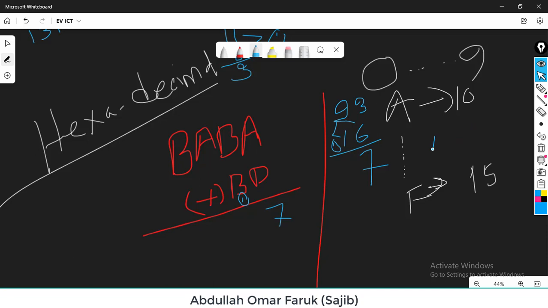B means 11. Believe it, B is 11. 11 plus 1 equal to 12. And 12 plus 11 क्या होता है? 23 होता है. Okay बच्चों? 23. जी सर. Once again 23. Wow, it's magical. Yes, it seems very magical.